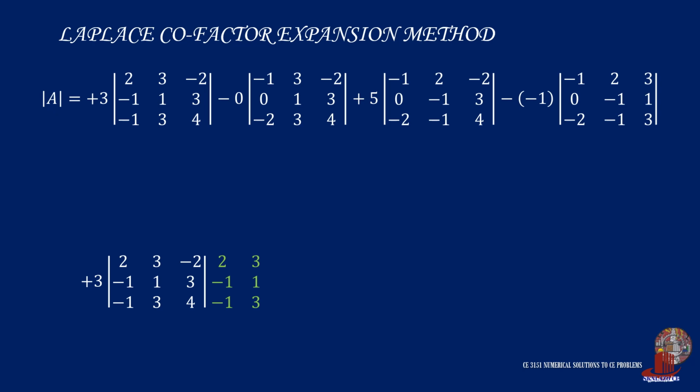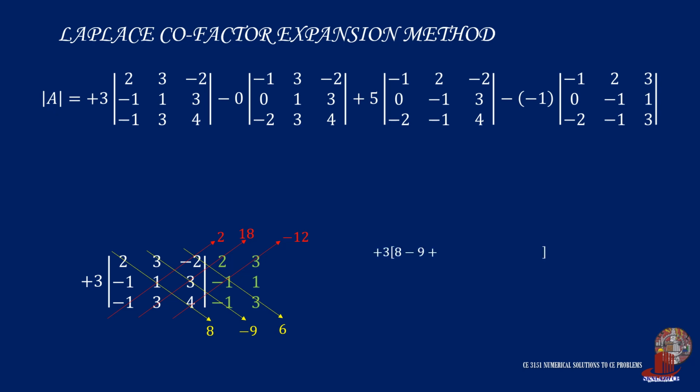The diagonals have 2 times 1 times 4 as 8. The second diagonal has 3 times 3 times negative 1, which gives negative 9. Then last is negative 2 times negative 1 times 3, which gives 6. The anti-diagonals have negative 1 times negative 2, which results to 2. 3 times 3 times 2 gives 18. Then 4 times negative 1 times 3 also gives negative 12.